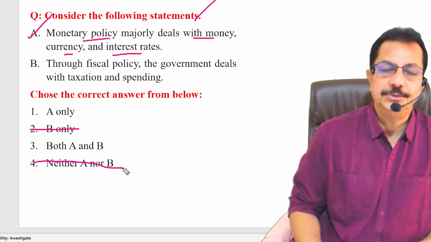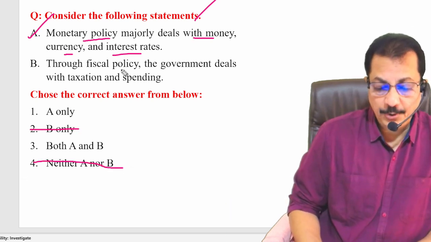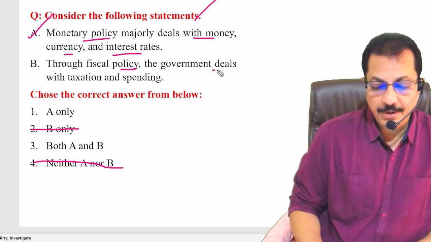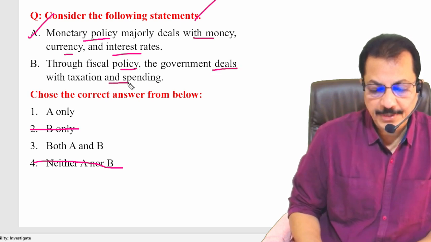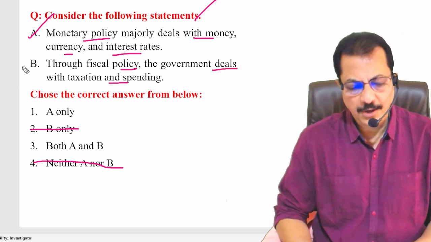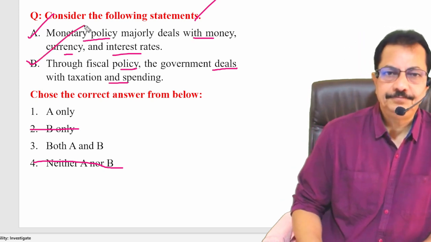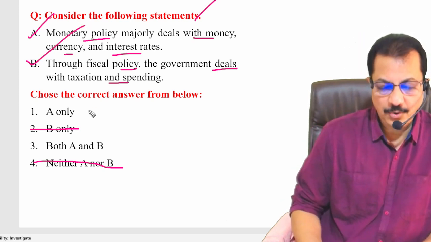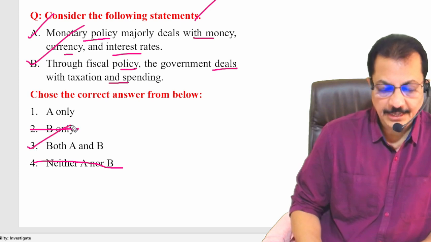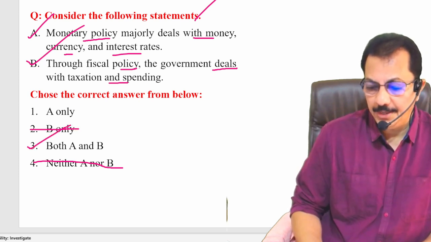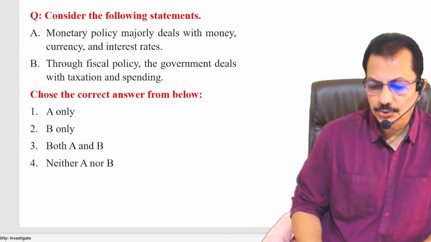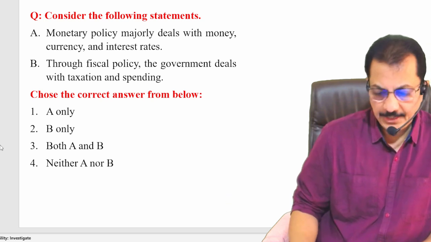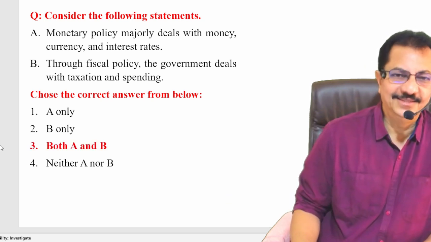I am removing it. Through the fiscal policy, the government deals with taxation and spending. Just now we have discussed. So obviously this statement is also correct, right? So we are able to answer the questions accurately. The answer should be option 3. Both A and B are the answers. Let's check it. Yes. Is that clear?